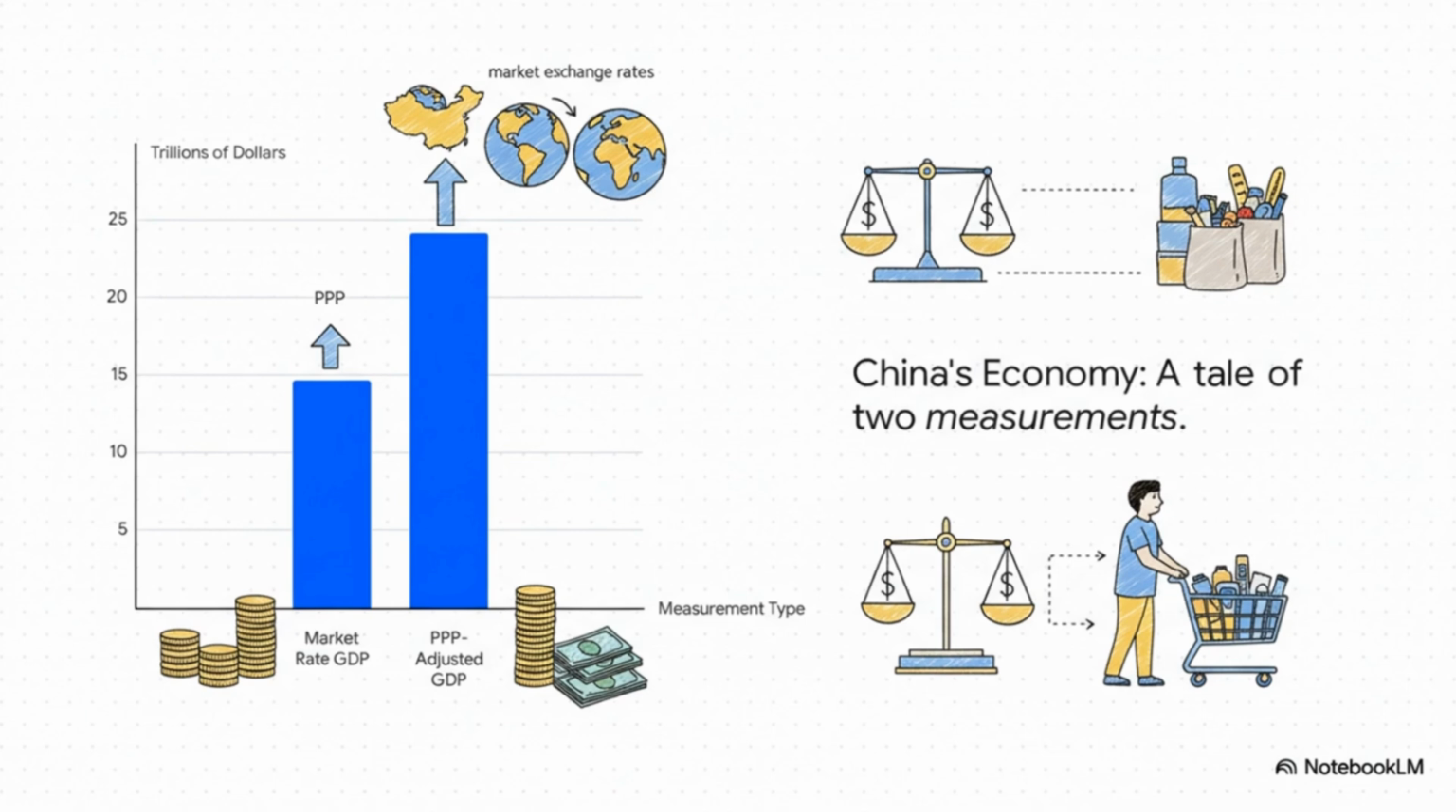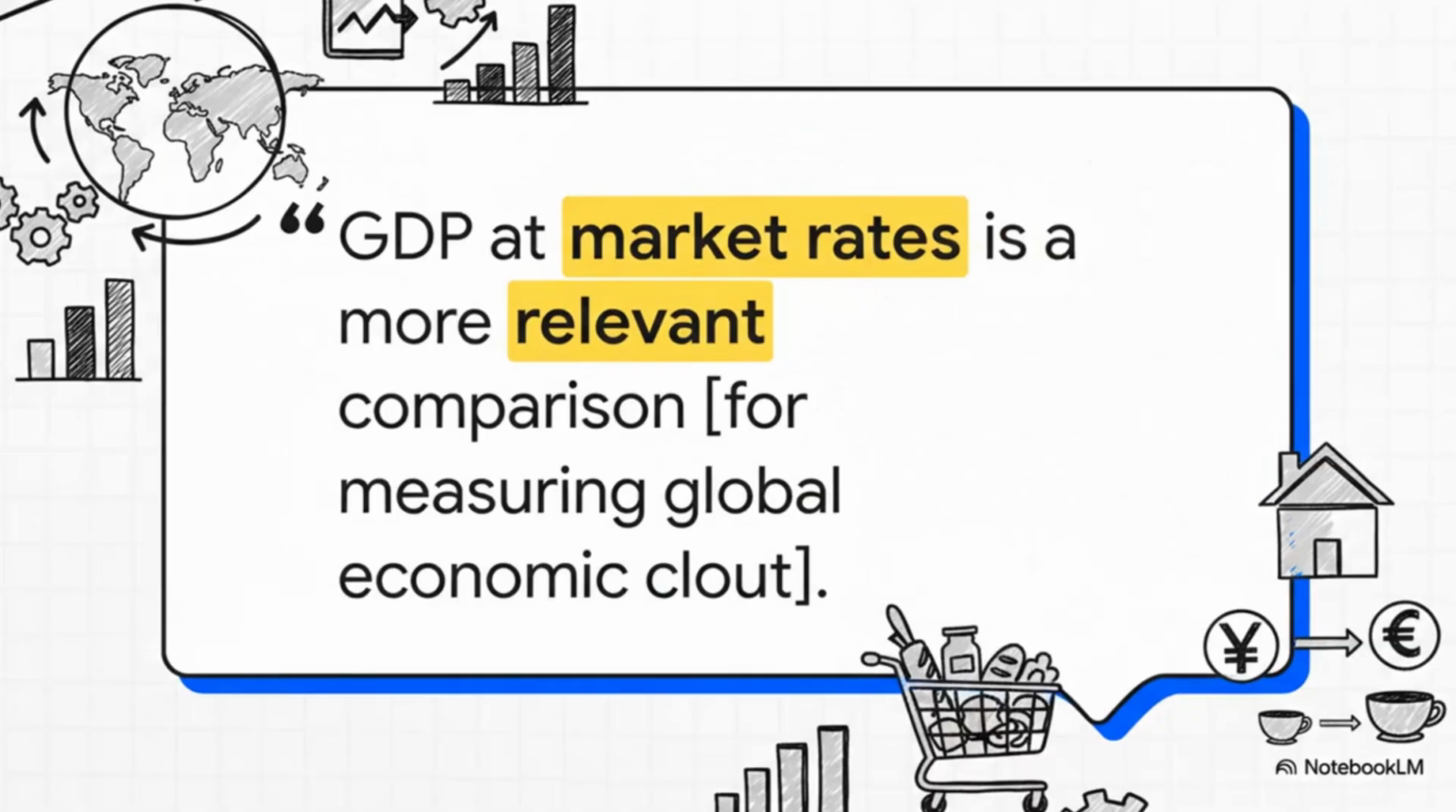But when you adjust for PPP, the story completely flips. Because local goods and services are so much cheaper in China, the actual purchasing power of their economy is massive. In fact, by this measure, China's economy actually became the world's largest several years ago. Now, this doesn't mean PPP is the only thing that matters.